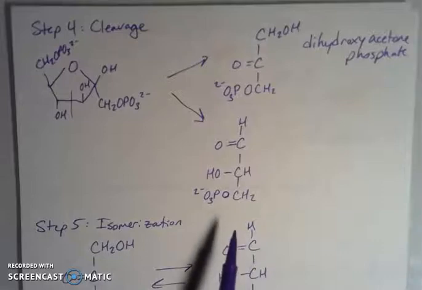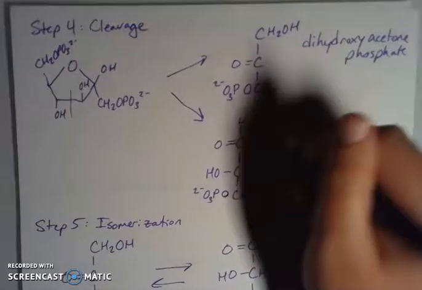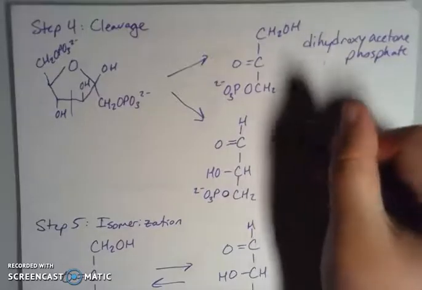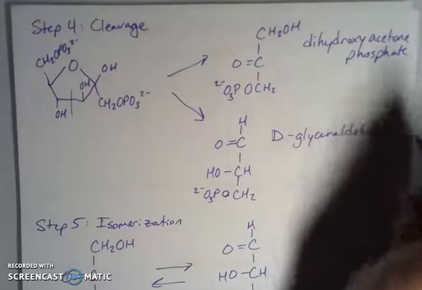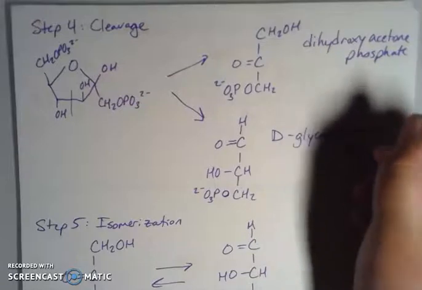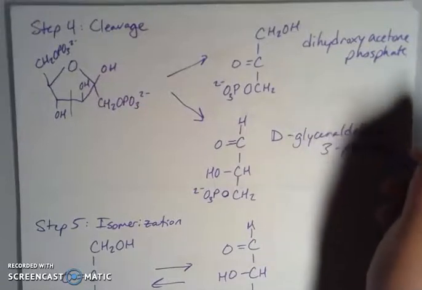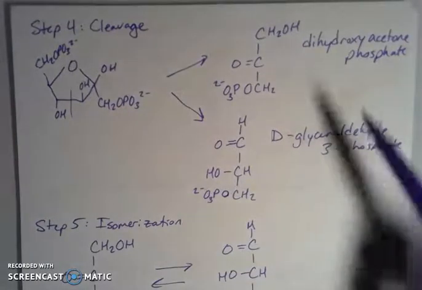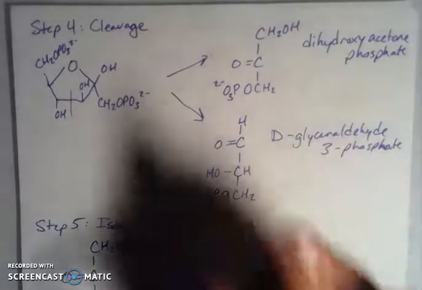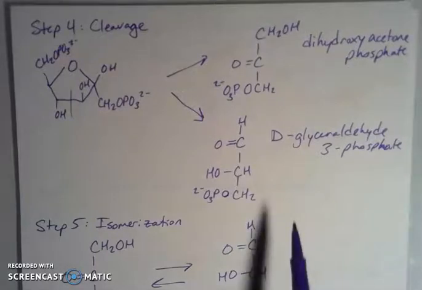And then the bottom one here is D-glyceraldehyde 3-phosphate. This is going to be confusing, but I'll tell you about it as soon as I get the whole name out here. And of course these would all be on the same line if I had enough room, but alas. Okay, so these are my 2 products that I get when I split this into 2 component pieces.